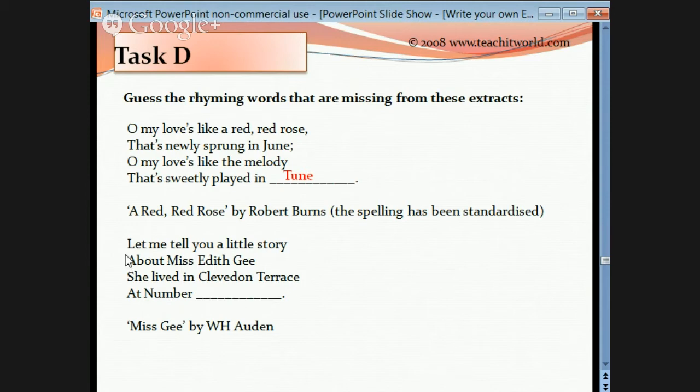Okay, so you're lost. That's all right. Let me tell you a little story about Miss Edith Gee. About Miss Edith Gee. What we need here is something that has the same number of beats as about Miss Edith Gee. About Miss Edith Gee at number 33. It has the same number of beats at number 33. All right, 83. Anything where we have a number that ends in 3, but that will give us the same number of beats as this line. She lived in Clevedon Terrace at number 83, or 33, or 43. It has to have that number of beats. Okay?